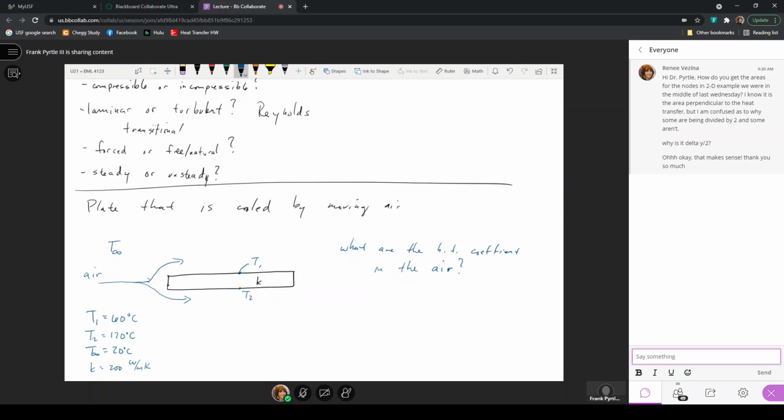Now, the surfaces of the plate exposed to the fluid are both higher than the ambient temperature or the free stream temperature of the fluid. So that means I'd have heat transfer out of the plate into the fluid as it's moving around this plate. So there'll be heat transfer out of the plate.